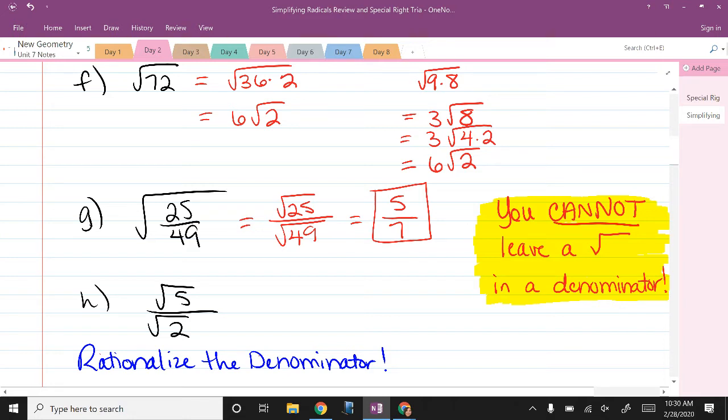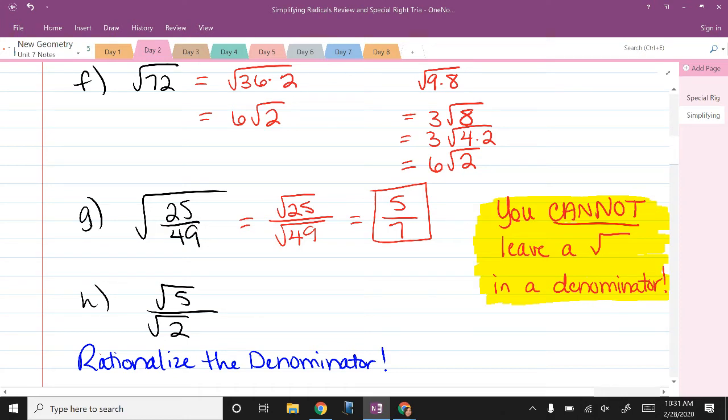Okay, so the problem H right here, the 5 and the 2 each already have their own radical. Does radical 5 simplify? Are there any perfect squares besides one that go into 5? No, because it's a prime number. Same with radical 2, right? So there's no perfect squares besides ones that go into those numbers. But we cannot leave this radical 2 in the denominator. So to fix that problem, we do something called rationalize the denominator.